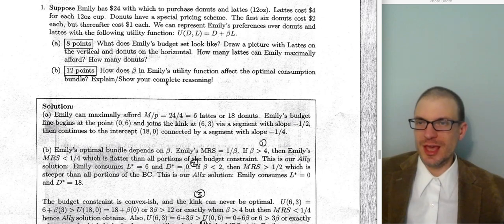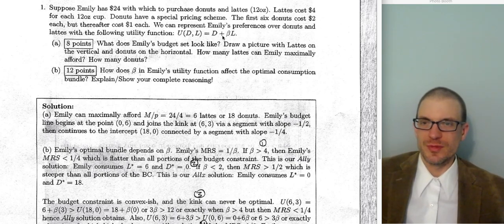So suppose Emily has $24 with which to purchase donuts and lattes, 12-ounce lattes. Lattes cost $4 for each cup. Donuts have a special pricing scheme: $2 each for the first 6, thereafter $1. We can represent Emily's preferences over donuts and lattes with the following utility function.